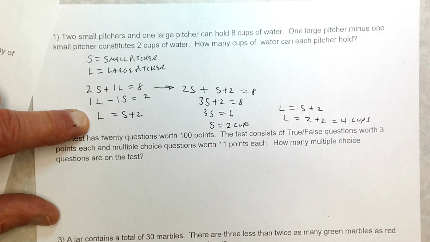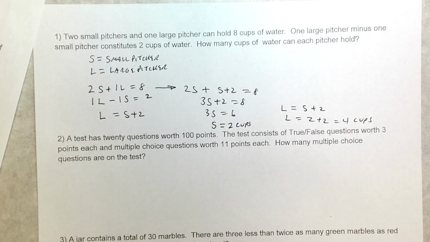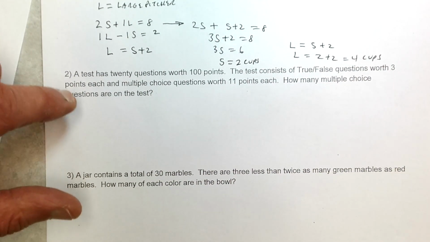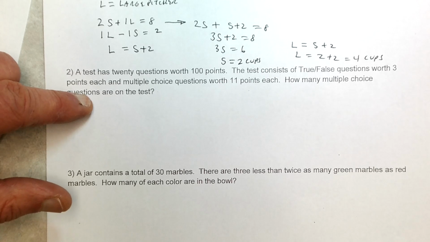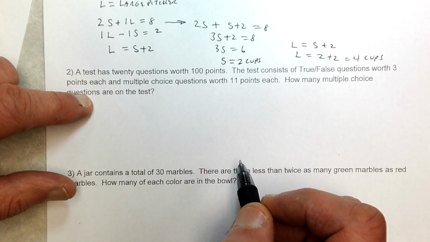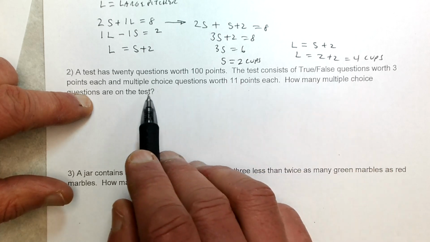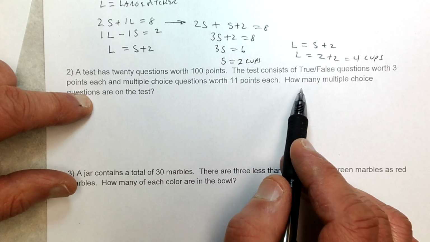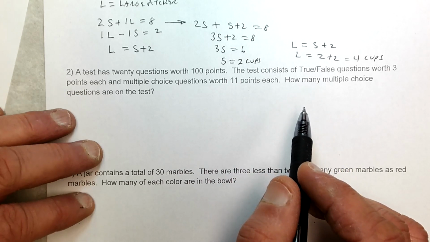Okay, so that's that problem. Let's try another one. Here's another variation on mixture. A test has 20 questions worth 100 points. The test consists of true and false questions worth 3 points and multiple choice questions worth 11 points each. How many multiple choice questions are on the test?